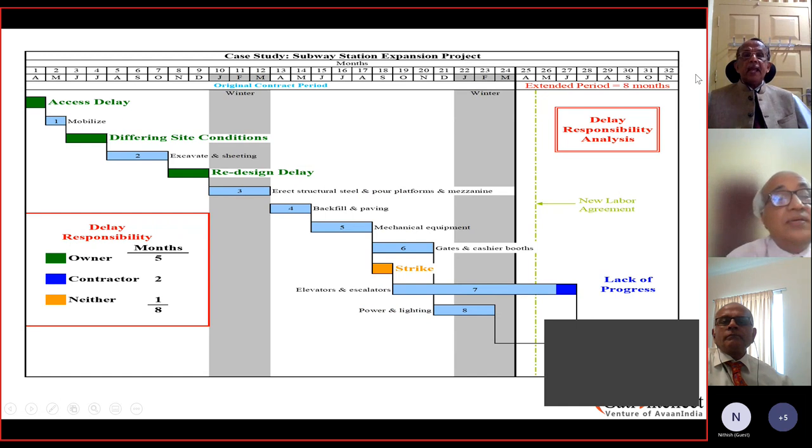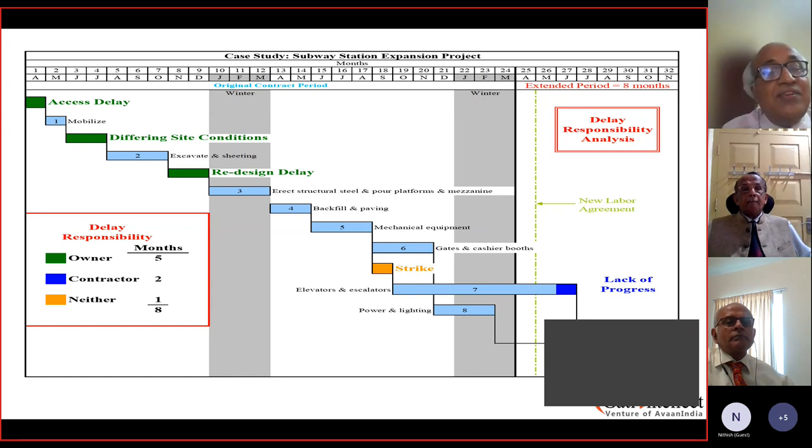Yeah. Right. This is again the delay responsibility analysis. It's a very well depicted diagram. As we mentioned very clearly, the first three reasons accounted for 5 months, the neither is 1 month, and the contractor one is 2 months. So this is the ultimate delay responsibility, where it is 5-2-1 out of the 8 months.